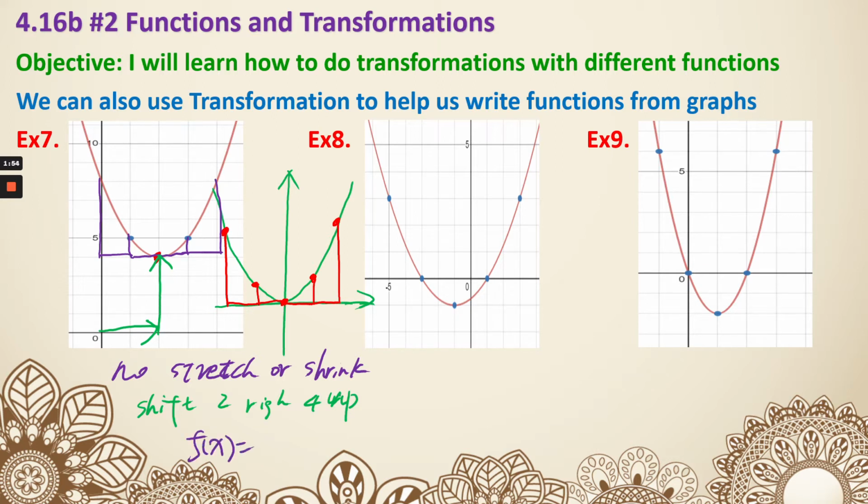F of x equals, the x squared doesn't change, 2 to the right. That means I'm going to need to have x minus 2, then squared. 2 to the right, horizontal is the opposite, so it's minus 2. Then 4 up is a plus 4 on the end. That's example 7.